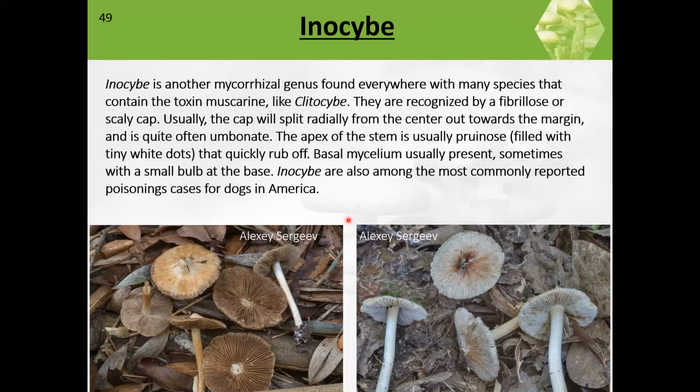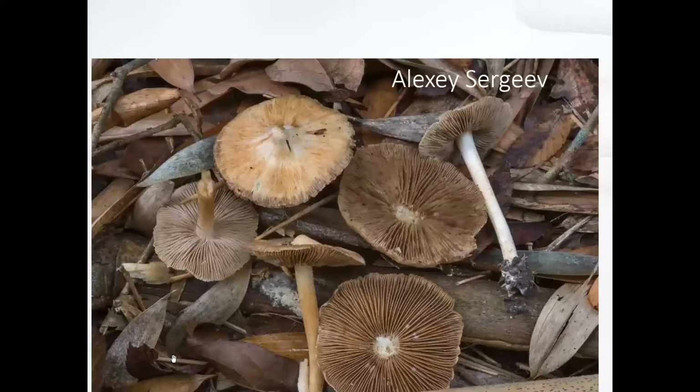They're usually recognized by having a fibrillose or scaly cap. The fibrils are usually pressed downwards, and the cap will also split radially. If you can zoom in on this one right here, the left one's good. If you see, it's shooting out lines from the middle of the cap towards the margin, right? And usually Inocybes also have that little umbonate feature right there in the middle of the cap. The umbo is what it's called.